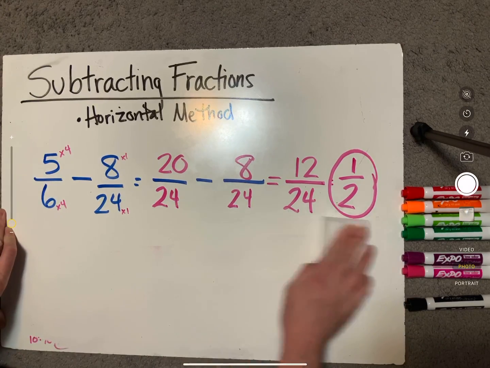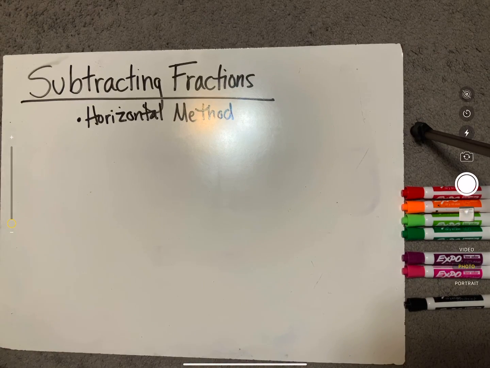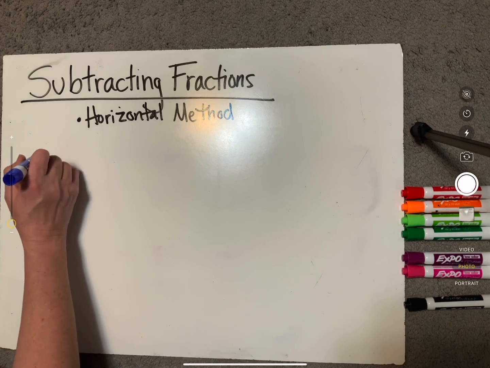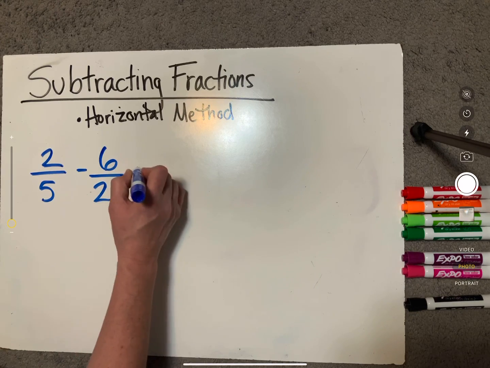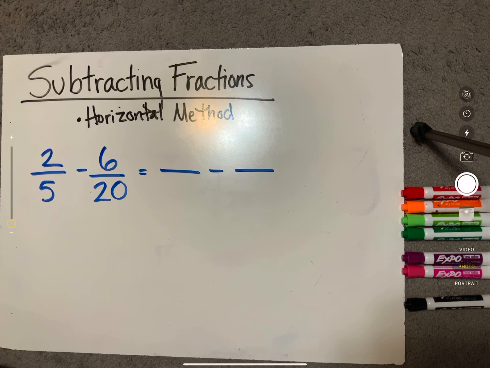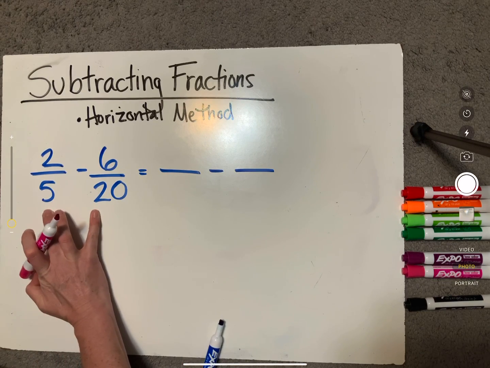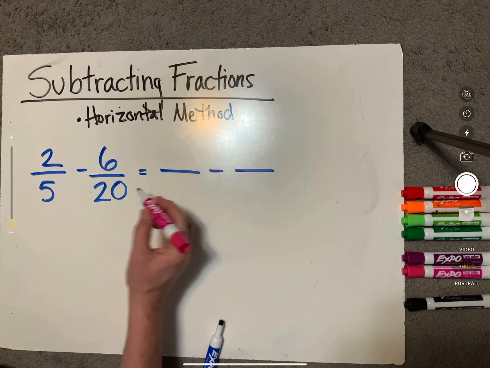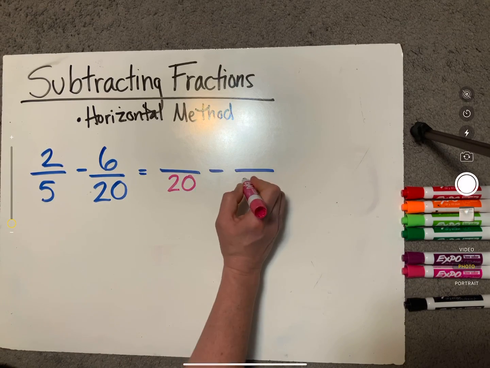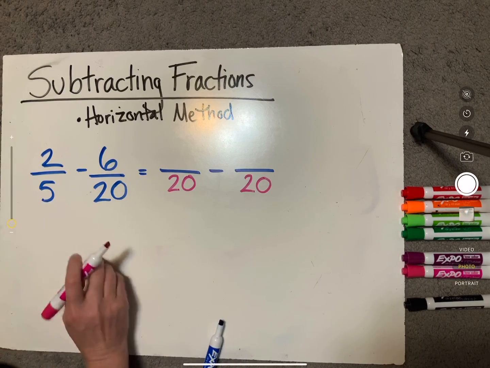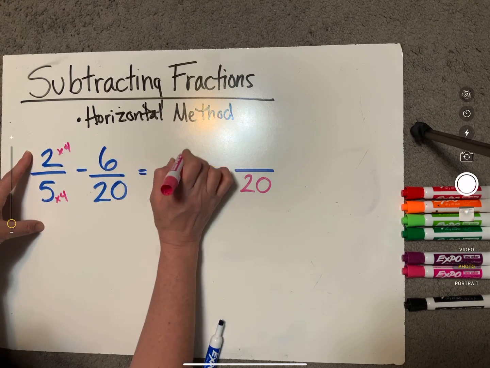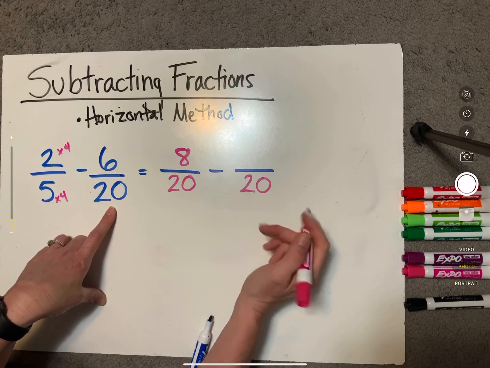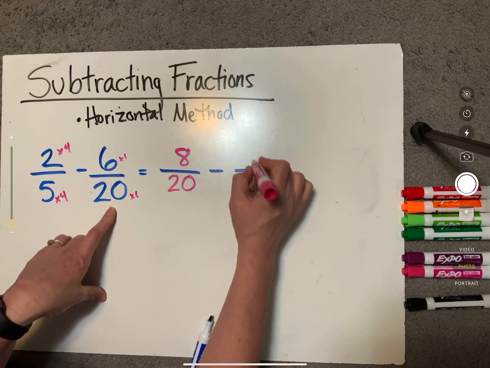Okay, let's do a couple more. So let's try 2/5 minus 6/20. So again, I'm going to set up my fractions. And my common denominator, I know that 5 times 4 is 20, and 20 times 1 is 20. So I'm going to have 20 as my denominator. So 5 times 4 is 20. 2 times 4 is 8. And then 20 times 1 is 20. So 6 times 1 is 6.